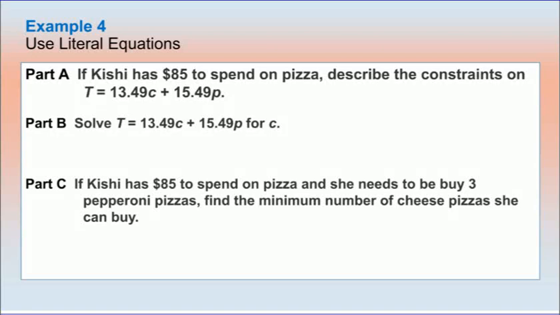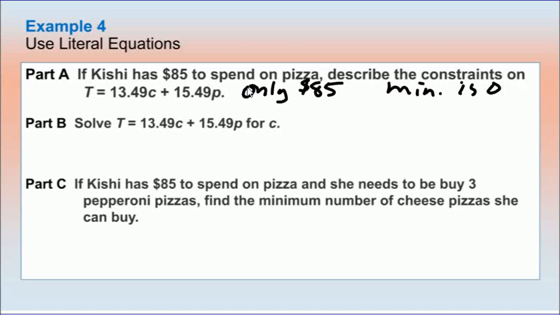So the constraints: you have only $85 to spend, and you have to buy a whole pizza. You can't just buy part of it. The minimum number of pizzas you can buy is 0.